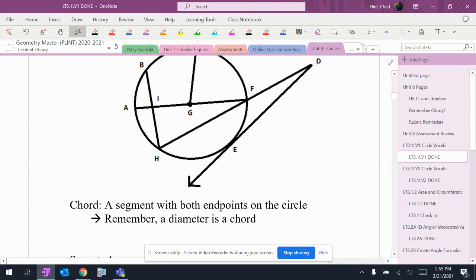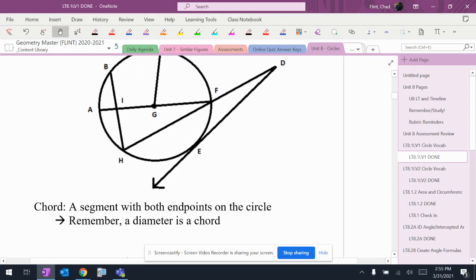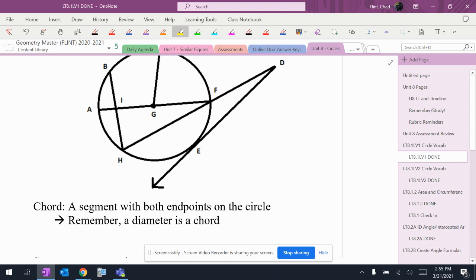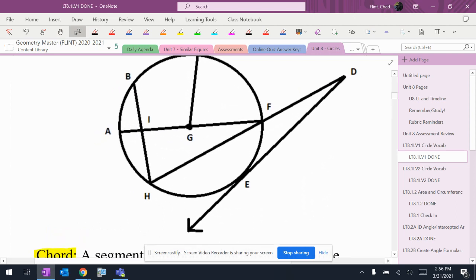So three more names here to go with the radius and diameter. Number one, we have a chord. A chord is a segment with both endpoints in the circle. There are actually several chords in here. I'm going to highlight this one to start with.